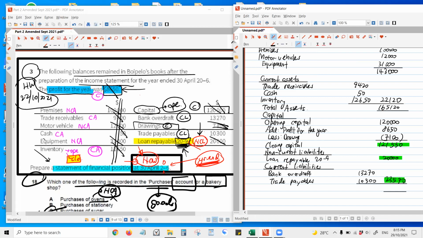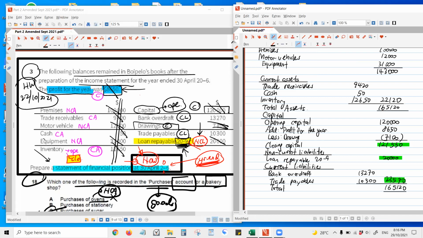Let's see. Okay, good. I managed to get the same figure as total assets. So this situation is known as balance. The SOFP is now balanced. The statement of financial position is now balanced.